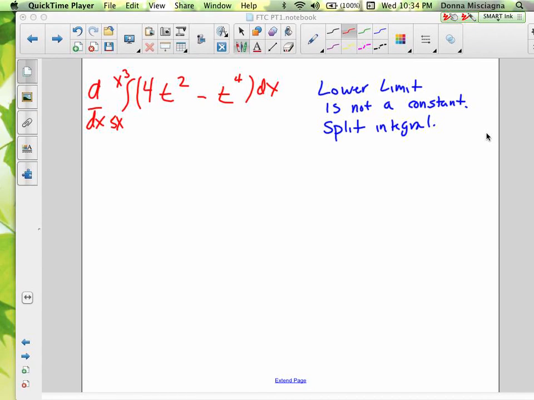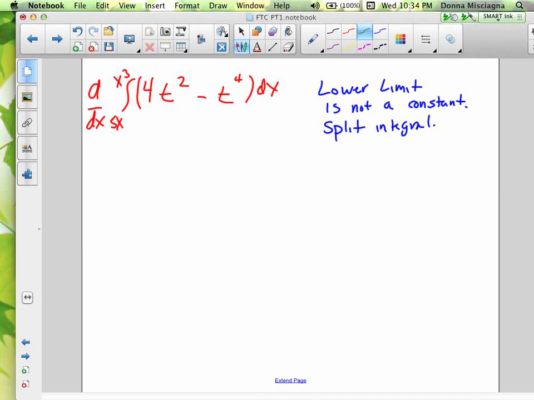Welcome. Let's do one more example. This is one where the lower limit is not a constant, so we're going to have to split the integral. And we're going to be using the fundamental theorem of calculus, part 2. We want the derivative, and this shows that the integral and derivative are inverse operations.